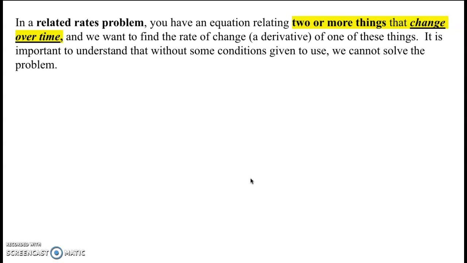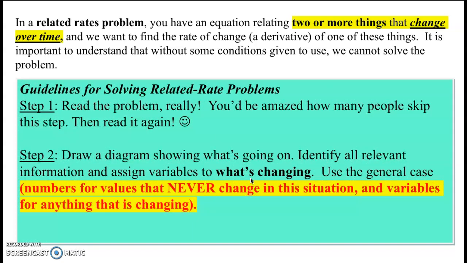So in related rates problems, you'll have an equation relating two or more things that change over time. And we want to find the rate of change, or a derivative, of one of these things. It's important to understand that without some conditions being given, we can't solve these problems. So here are some guidelines we'll go through. And these problems can get tough because we have to set the problem up from the word problem.